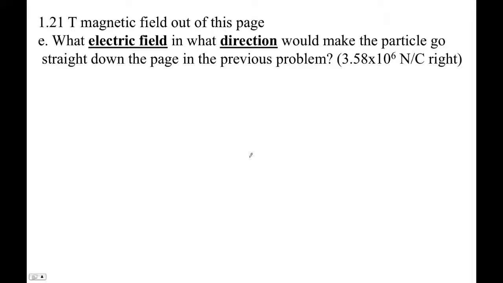Alrighty, so what electric field in what direction would make the particle go straight down the page? So let's draw a picture of this particle. We, by the way, know that it's a positive particle. It's going straight down the page. Remember that from the previous problem, it's a 1.21 Tesla magnetic field out of the page. So let's draw a picture of that.